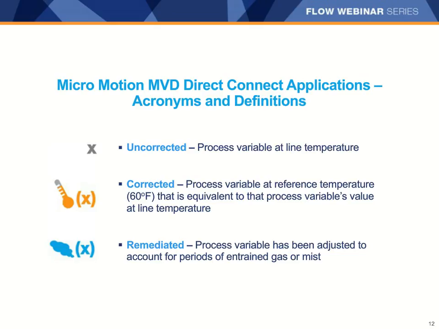Finally, remediated is a process variable that has been adjusted to account for periods of entrained gas or mist. So my difference between my remediated and uncorrected variable is that I may see 100 barrels go through my meter, and that's uncorrected. My remediated would subtract out, say, 15 gallons from that volume because we've noticed, because of drive gain and density, that 15 gallons was actually attributable to a bubble, just as an example. So those are the terms that are used in all the manuals and all the documentation around these Direct Connect applications. All right, let's start with PVR, or production volume reconciliation.